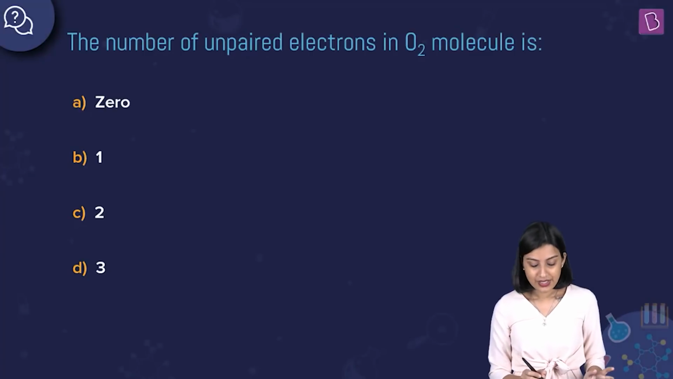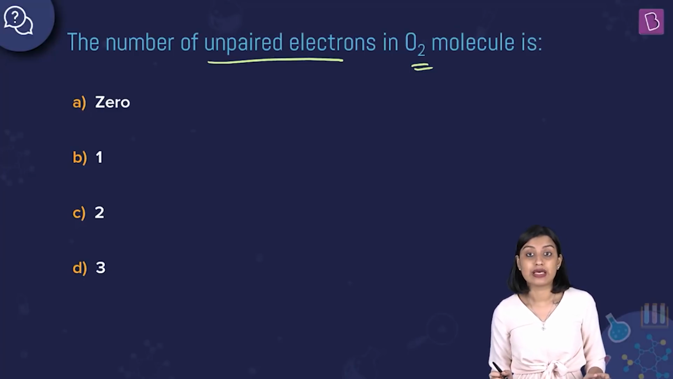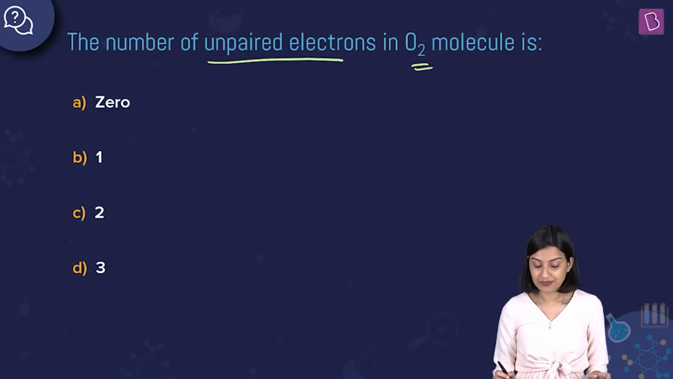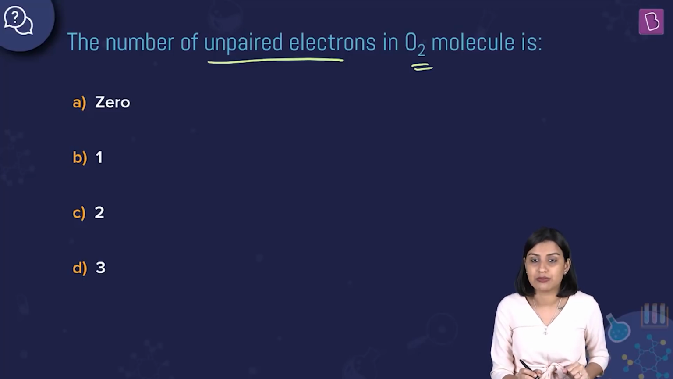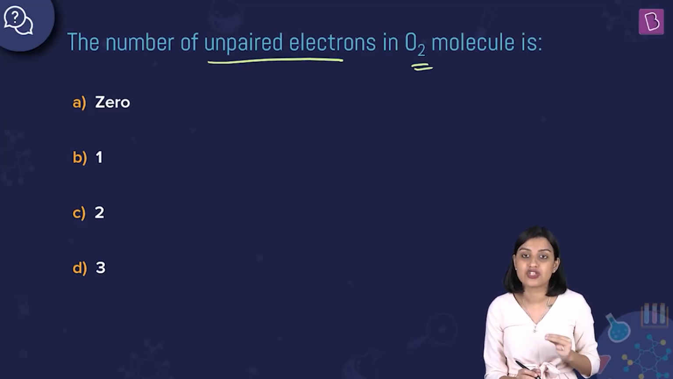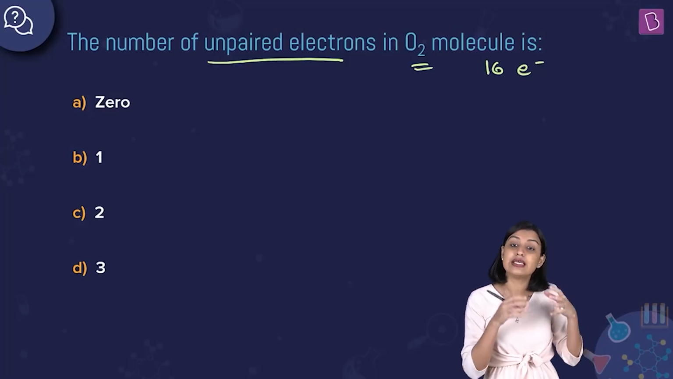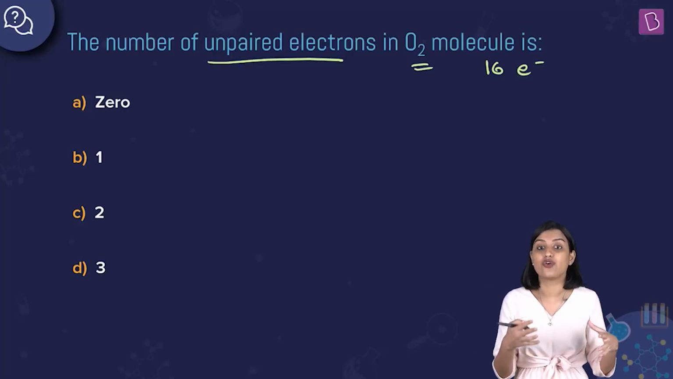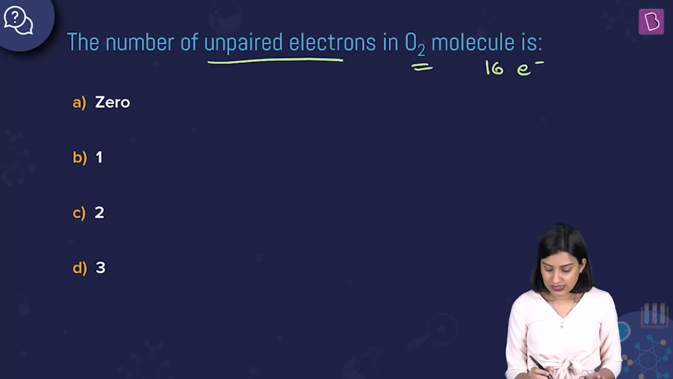So here they're saying the number of unpaired electrons in the O2 molecule is going to be what? So here the theory that we are going to apply is the molecular orbital theory. And first of all, we need to calculate the number of electrons that we are talking about. So oxygen, the atomic number is 8. So 8 into 2, because you have 2 oxygen atoms. So 8 2s are 16. So we have a 16 electron system, which means we are going to write the electronic configuration, or the order of orbitals, for more than a 14 electron system, right? So let's go ahead and write that.